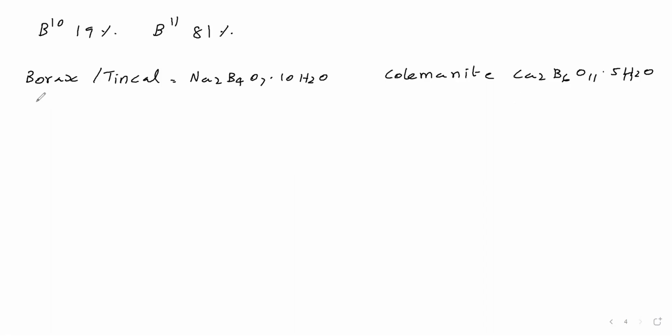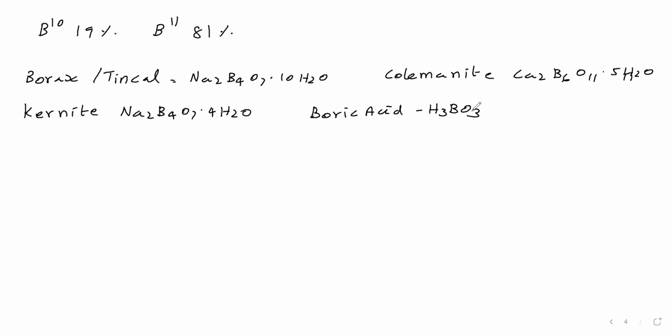Next, kernite. Kernite formula Na2B4O7.4H2O. Next, boric acid. Boric acid formula H3BO3. Okay. So, boron can be extracted from these.